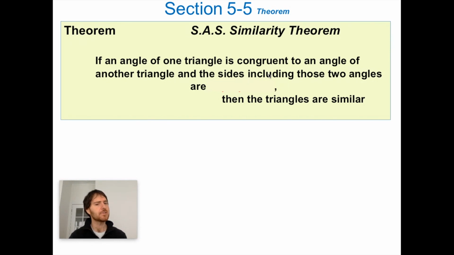Well, hey, on the surface level, this looks very similar to the SAS congruency postulate. Doesn't it? Congruency postulate, right? So congruency would have been if an angle of one triangle is congruent to an angle of another triangle, and the sides including those two angles are congruent to one another, then the triangles would have to be congruent, right? They're an SAS congruency correspondence. This is a little different. This is an SAS similarity correspondence here, okay?